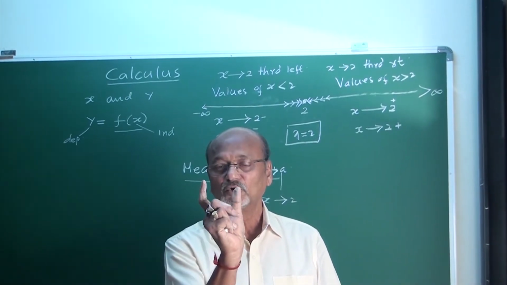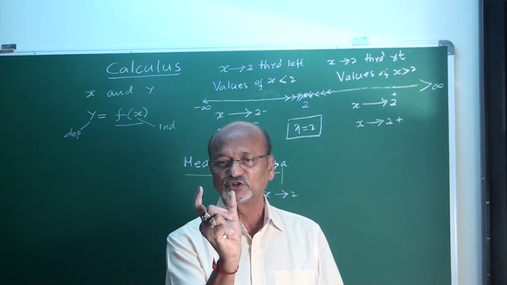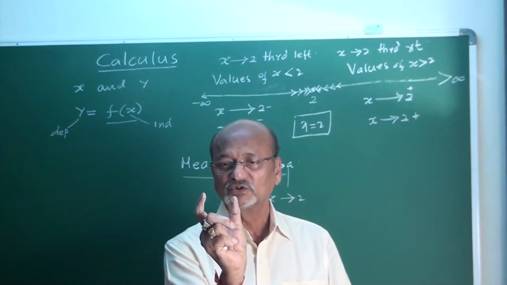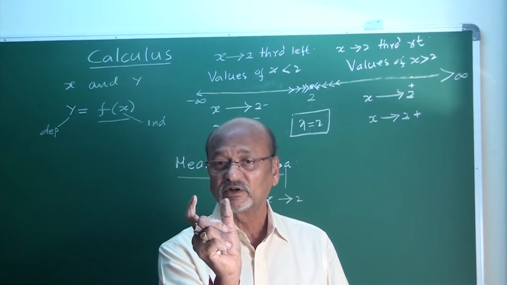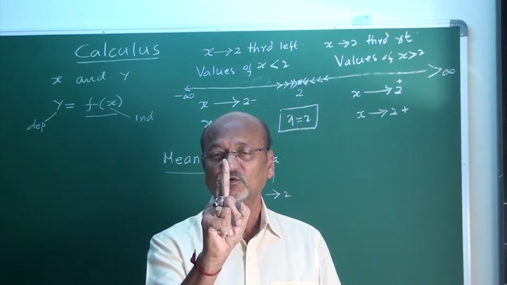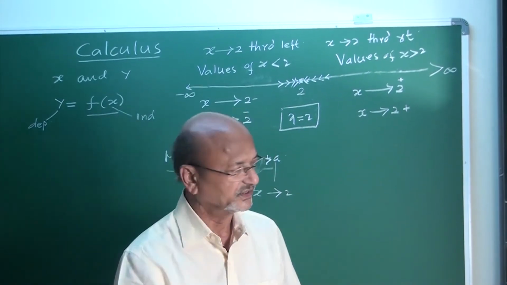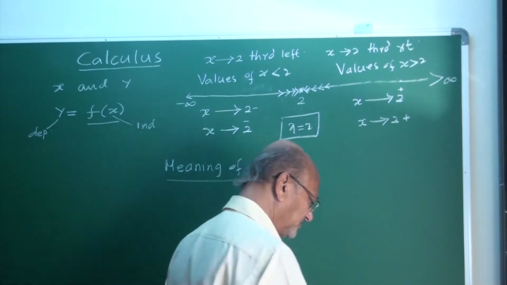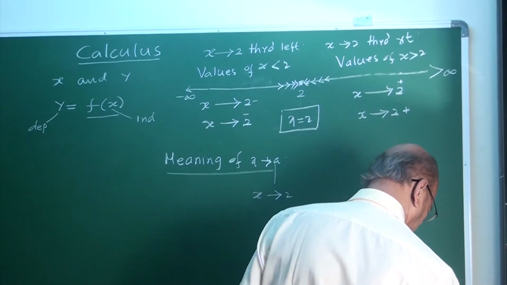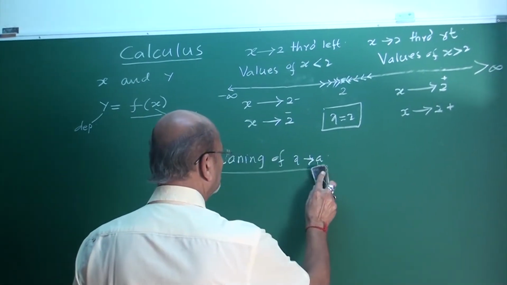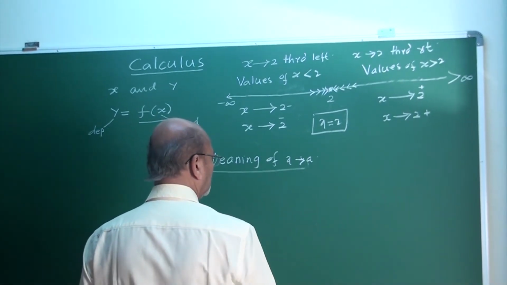My friends, note this difference. X tends to 2 means x takes values very near to 2, and x equal to 2 means the exact value of x is 2. This I made clear in the previous video.